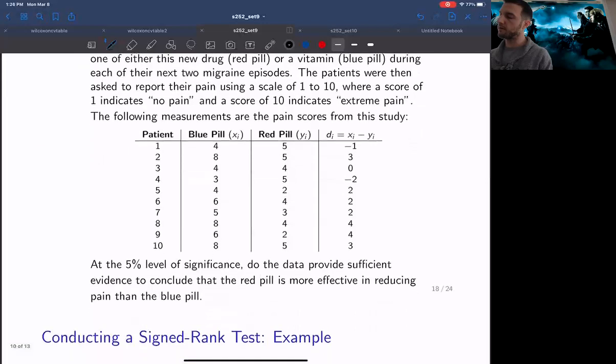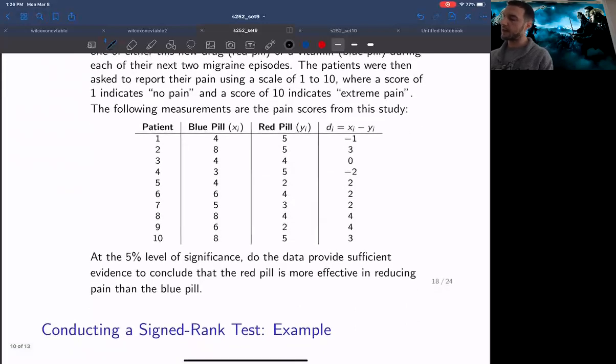The following measurements are the pain scores from the study. At the 5% significance level, do the data provide sufficient evidence to conclude that the red pill is more effective in reducing pain than the blue pill? Okay, so all right.